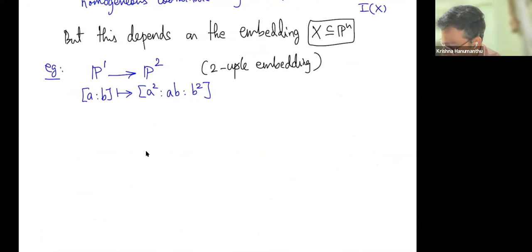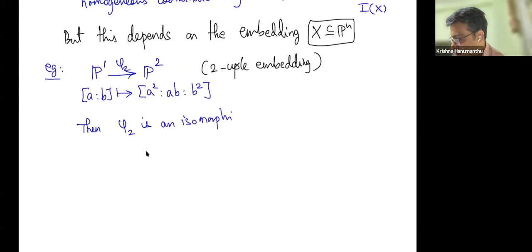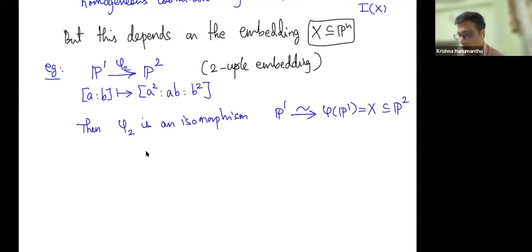So here, phi2 is actually, this is not difficult to prove, an isomorphism to its image, of course. It's not a surjective map. Okay, so just to indicate to you how homogeneous coordinate rings are not intrinsic, I've taken P1 and put it inside P2. So this is like a degree 2 curve in P2 actually. P1 sits inside a P2 as a conic.